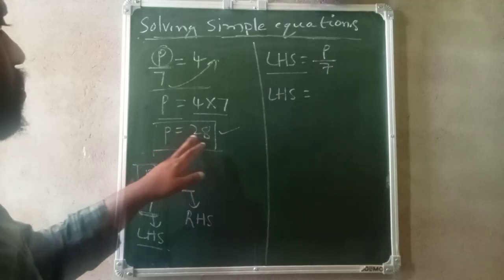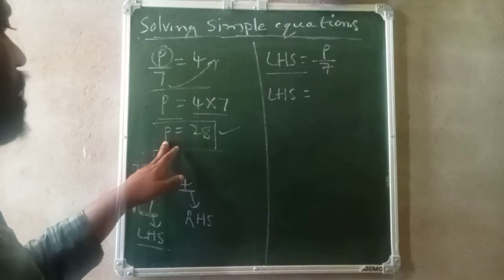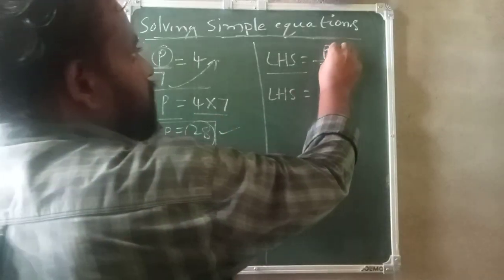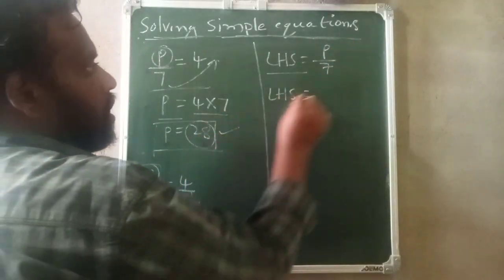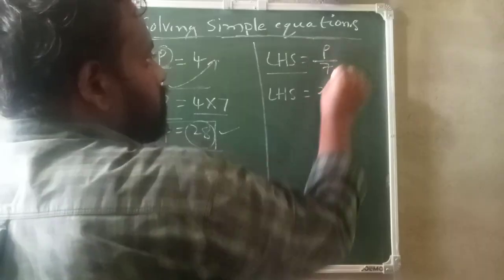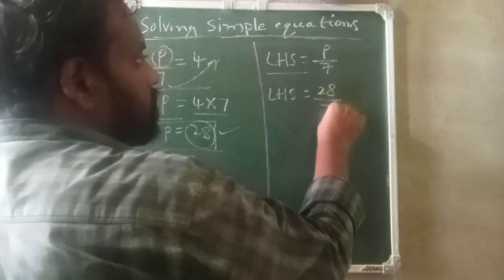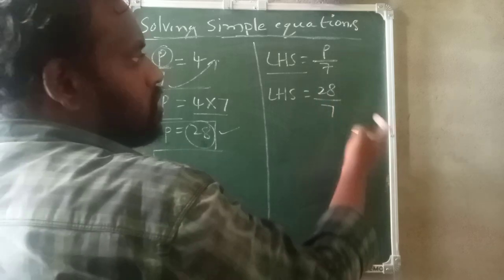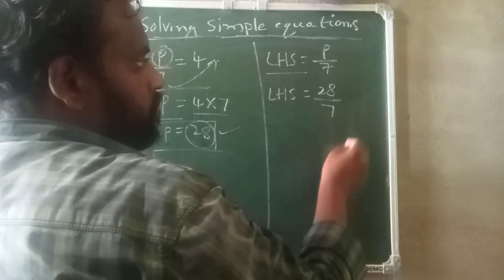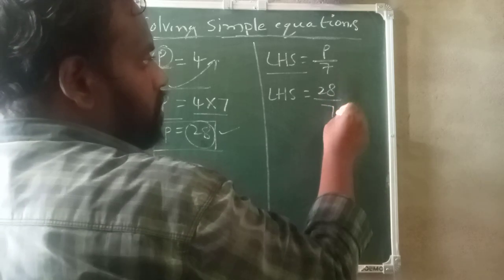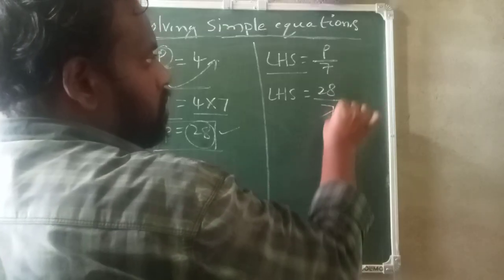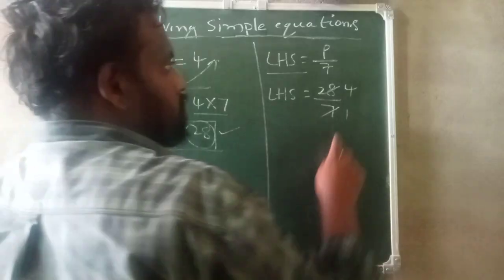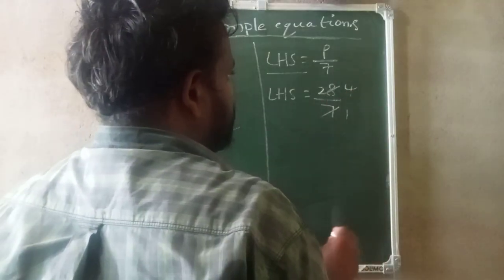So we got p is equal to 28. So the value of p is 28. Now in place of p, I will substitute 28. So the same line and this 7 same. So 28 by 7, that is 28 divided by 7. So divide 28 by 7. 7 ones are 7. 7 fours are 28. 7 fours are 28.